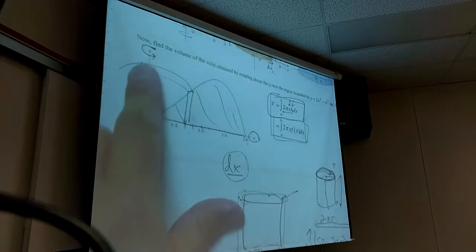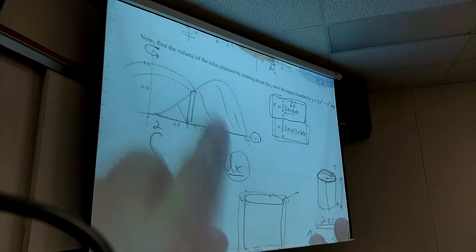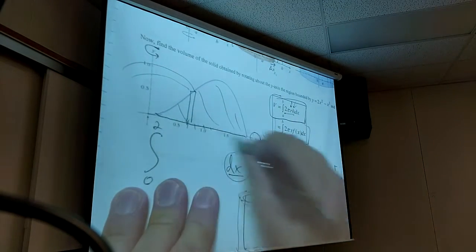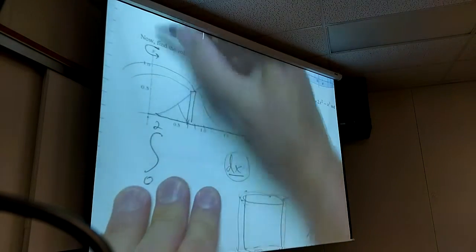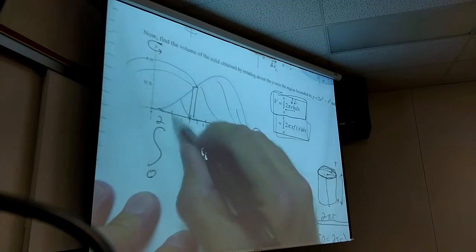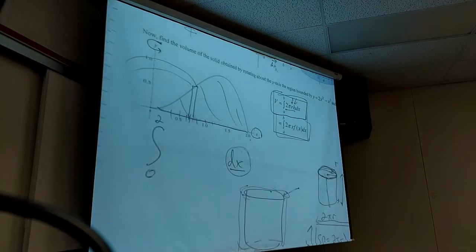For shell method, if I go around the y-axis, it'll be dx because I locate the rectangles along the axis that's perpendicular to it. I want my rectangles to stand parallel to the axis I'm rotating on. So how do I find them? I find them on the axis that's perpendicular to the one that I'm rotating on.